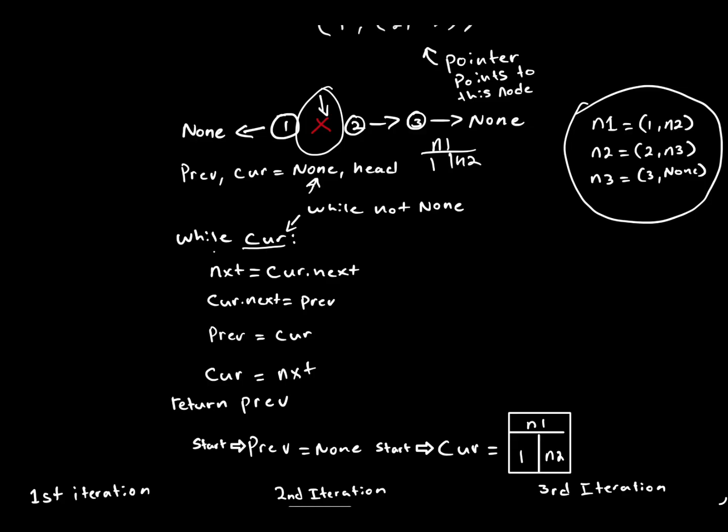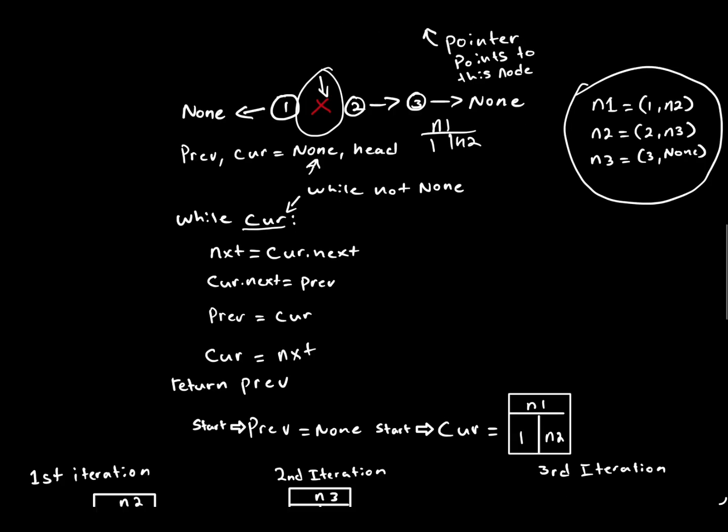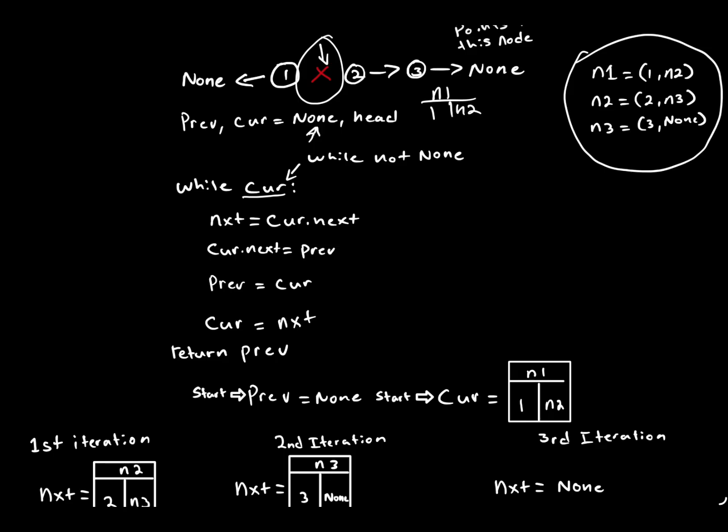So let's go through our loop. While cur does not equal none, we'll continue through this loop and eventually return prev. First, let's save our pointer. Next equals cur.next. So what is cur.next? Currently, cur.next is node 2. So all we're saying is next is going to be node 2. What does that have? It has a value of 2 and a pointer to node 3.